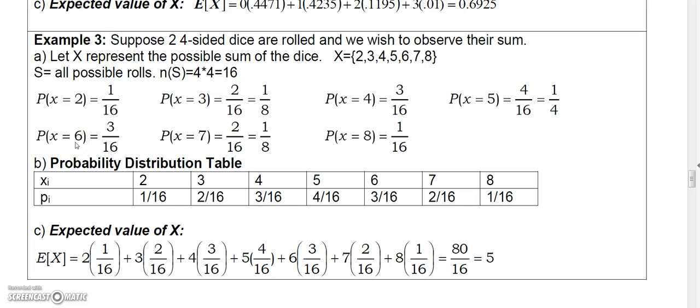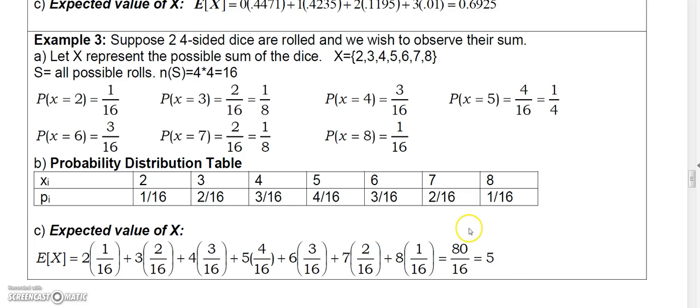Sum of 6, you could roll a 2, 4, a 4, 2, and a 3, 3. So there's 3 ways. Sum of 7, 3, 4, and 4, 3. So there's only 2 ways out of 16. Then finally a sum of 8. There's only one way to get that, and that would be to roll a 4 on each die. So that would be 1 out of 16. So fill out the table and then multiply each of these by their probabilities and then add them up, and you actually get 5. So the expected value of the sum of the dice is 5.